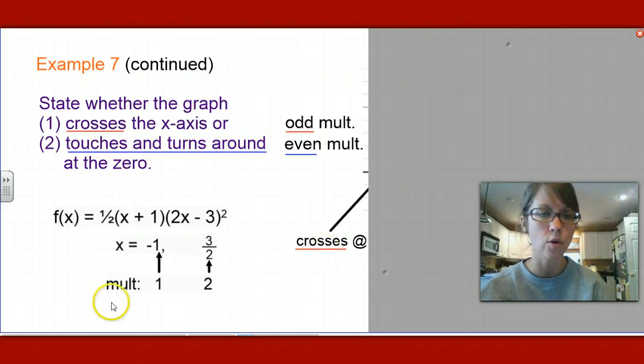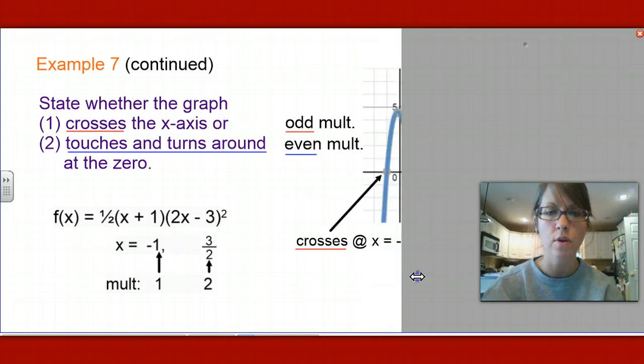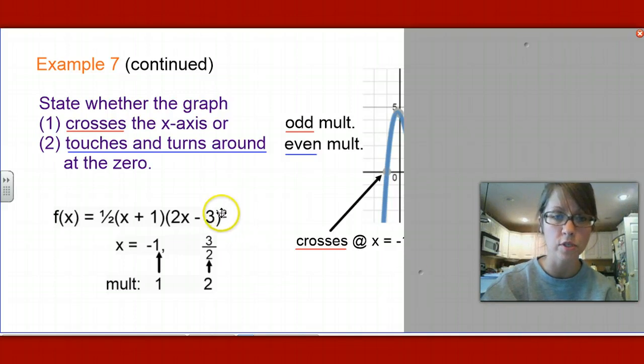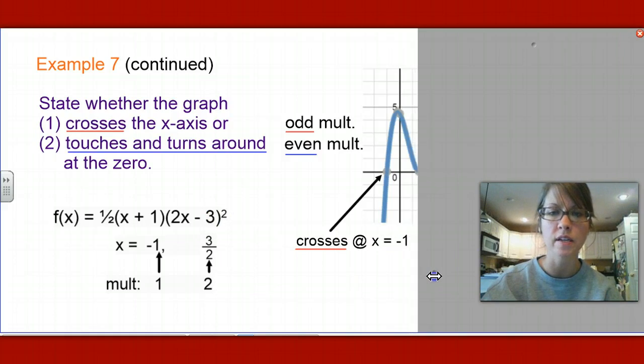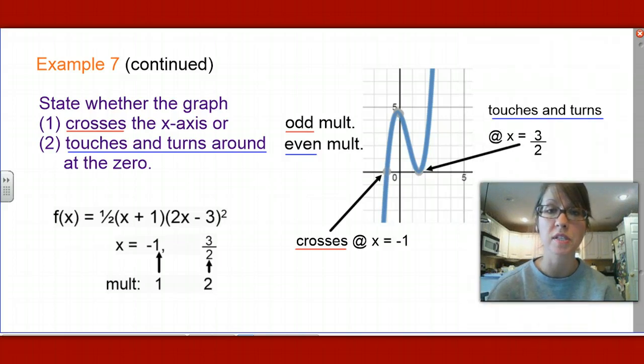So I want you to look down here. Which of these two x-intercepts will the graph just cross through? The odd multiplicity is the x equals negative 1. So x equals negative 1, it cuts right through there. All right, now the other one, 2x minus 3 gave us the 3/2. That had a multiplicity of 2 from this 2 right there. And what we're going to see at 3/2 or 1.5 is that the graph is going to touch and turn around, staying there in quadrant 1. That is what multiplicity can tell us.